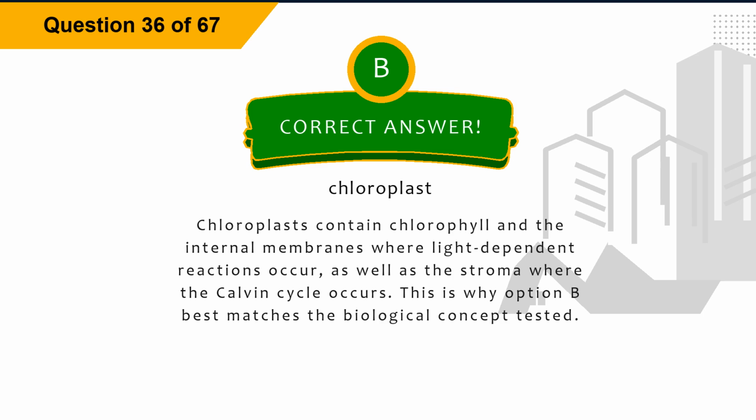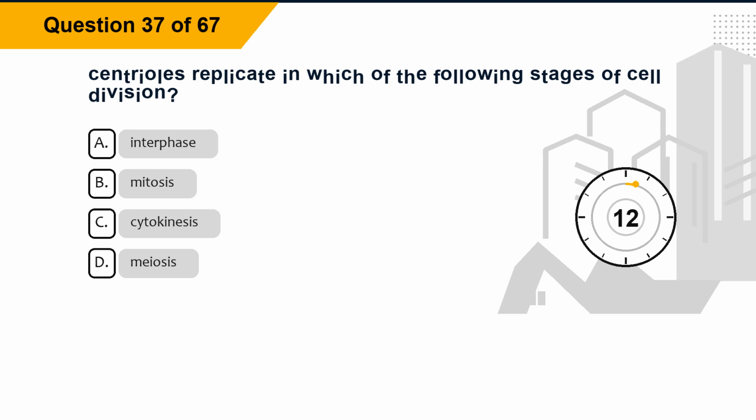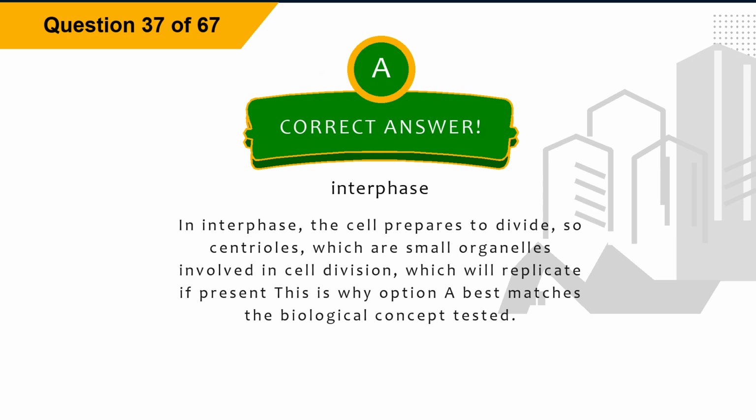Explanation. Chloroplasts contain chlorophyll and the internal membranes where light-dependent reactions occur, as well as the stroma where the Calvin cycle occurs. This is why option B best matches the biological concept tested. Question 37. Centrioles replicate in which of the following stages of cell division? Option A, interphase, option B, mitosis, option C, cytokinesis, option D, meiosis. The correct answer is option A, interphase.